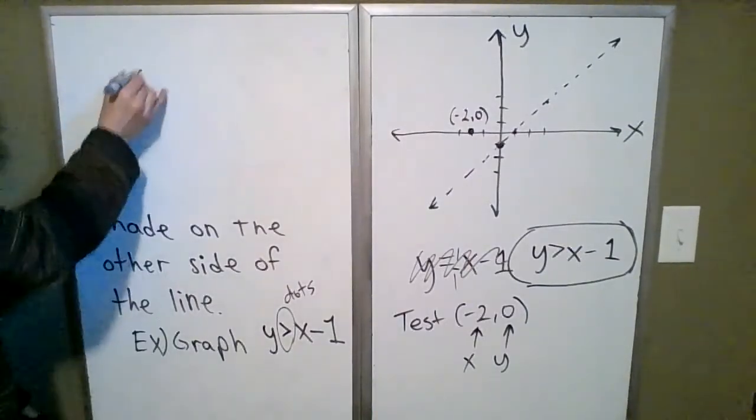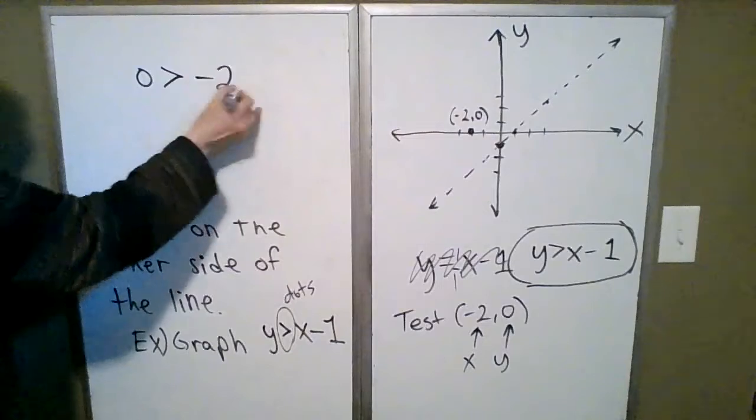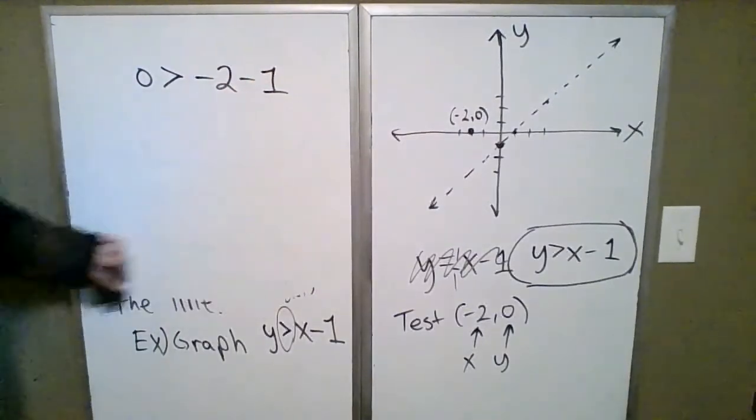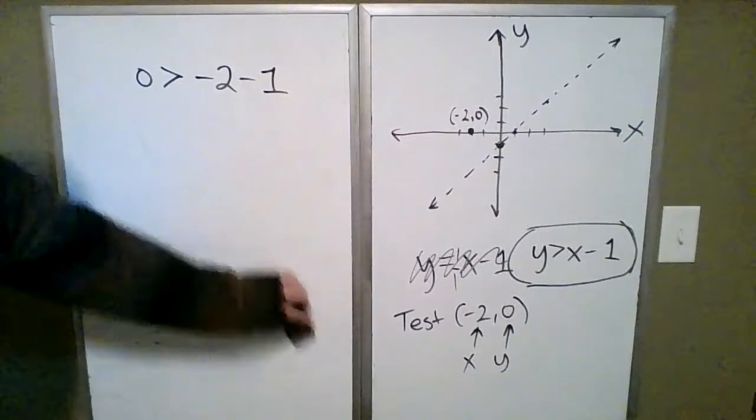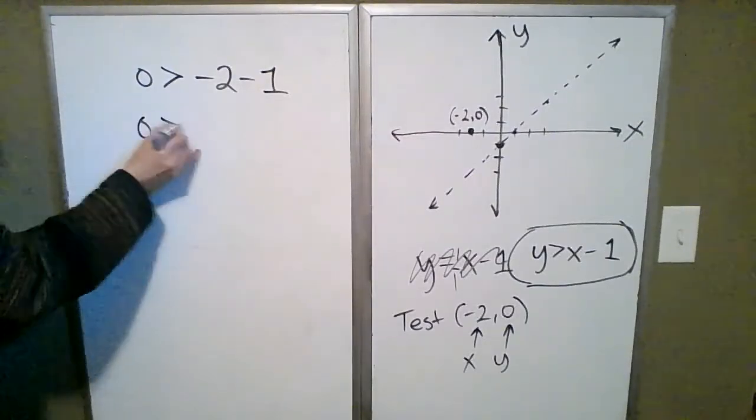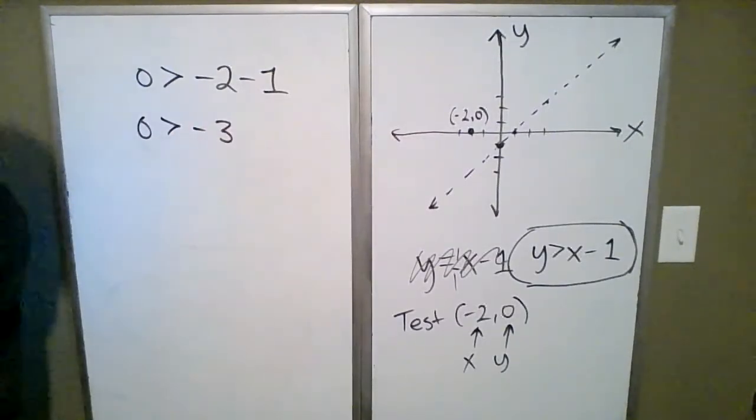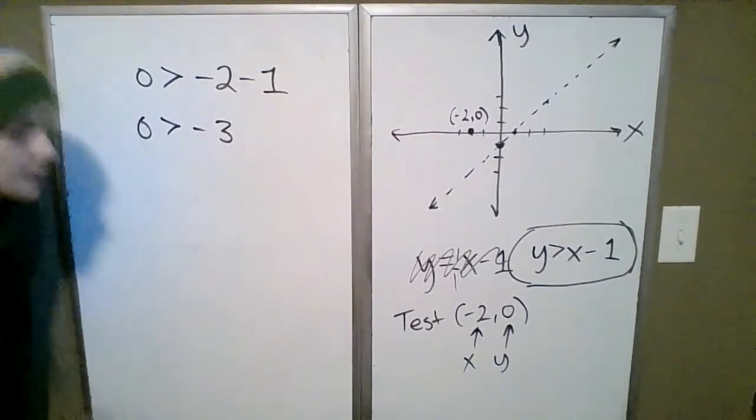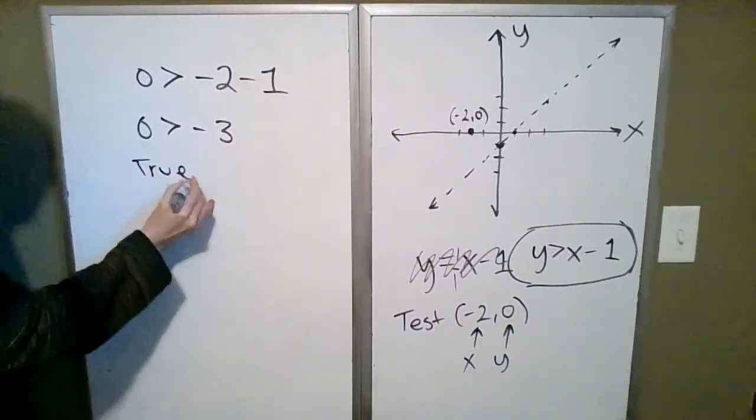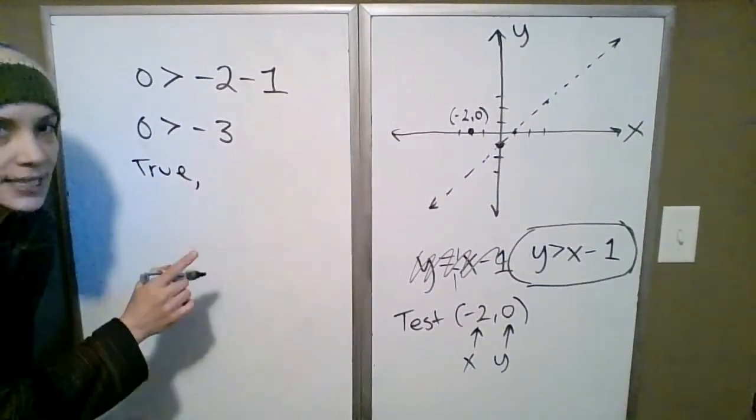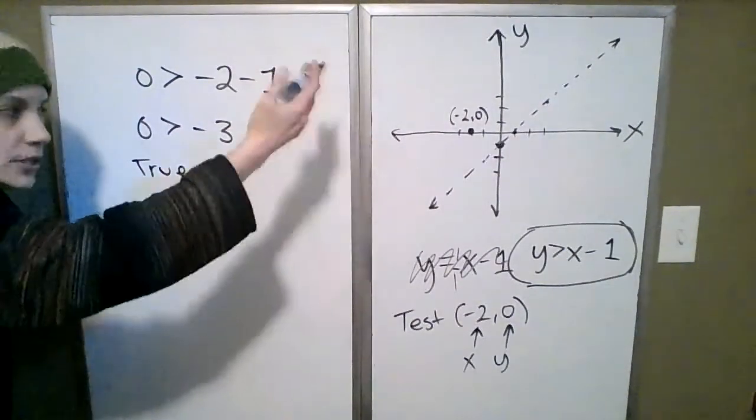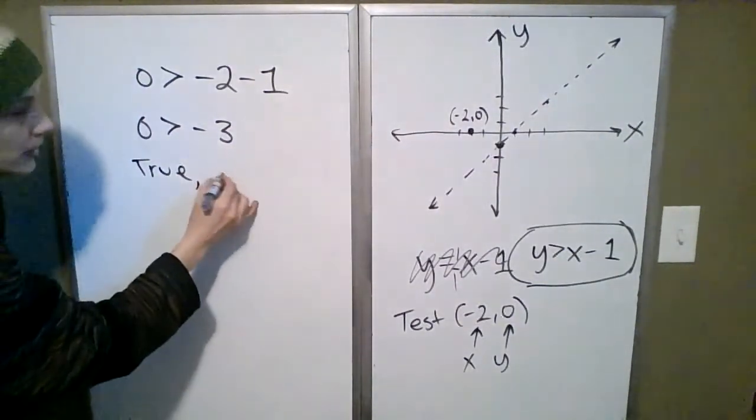Is 0 greater than -2 minus 1? 0 greater than -3. It's true. So that is a solution, and that test point is on the solution side. So I'm going to shade over that side.